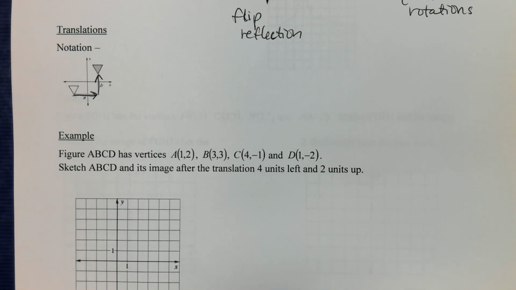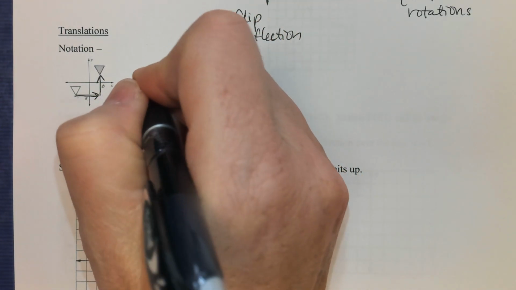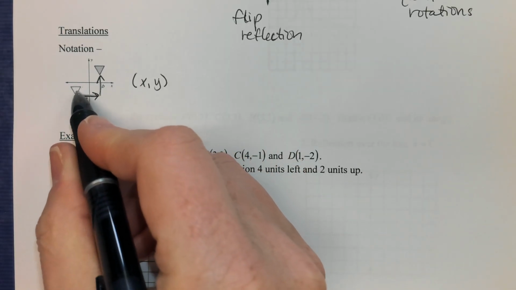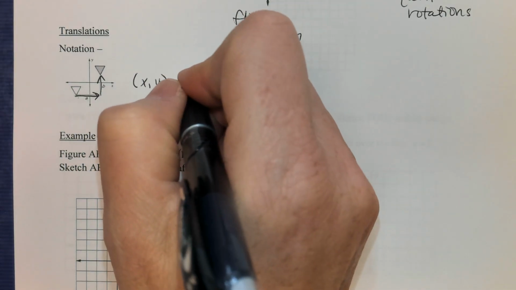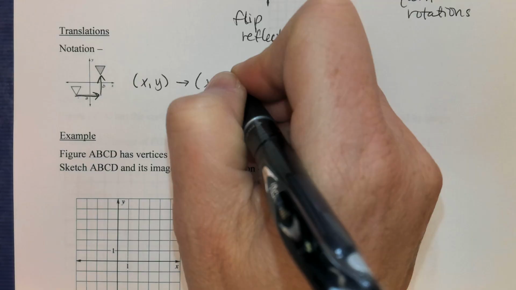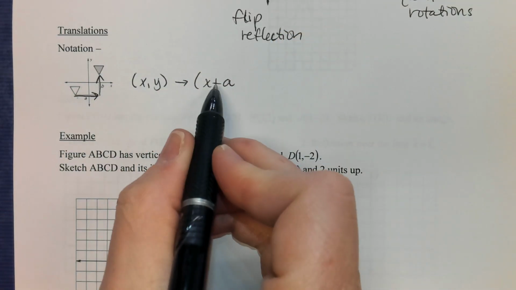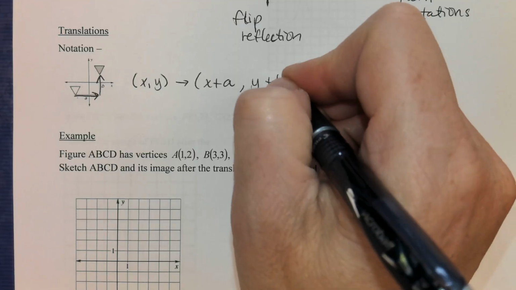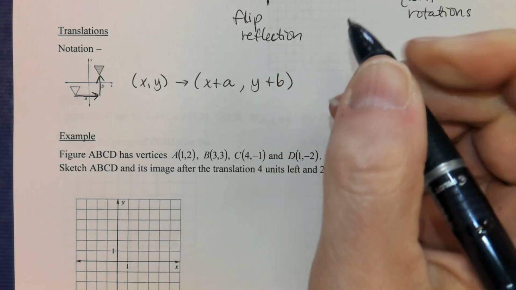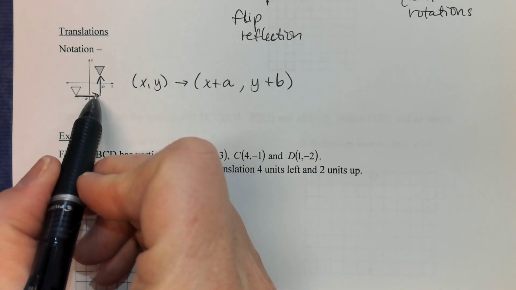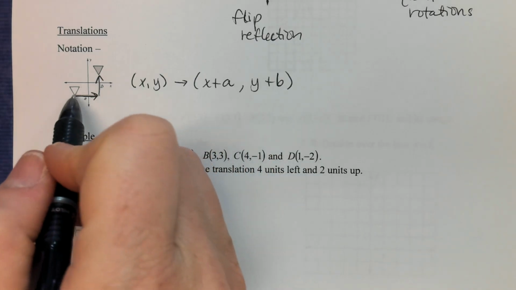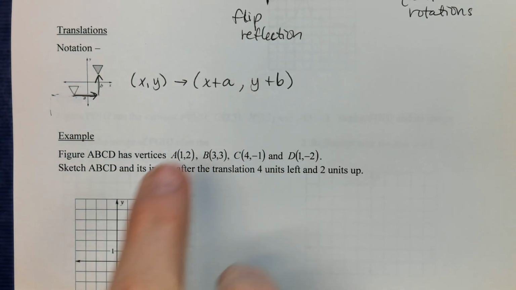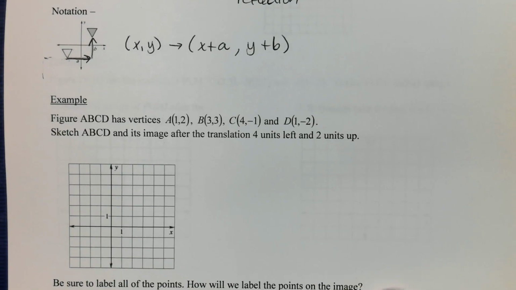And the notation for that, how we like to write it as a rule, is we're going to say I'm going to take every x, y point that's in here. And what I'm going to do to it is I'm going to move the x's A, whether that's positive or negative, and then I'm going to move the y's B. That's a B, not a 6. So you're going to move some over and you're going to move some up. Or maybe you're going to move some to the left and then you're going to move some down. So translation is just adjusting your x and your y values.